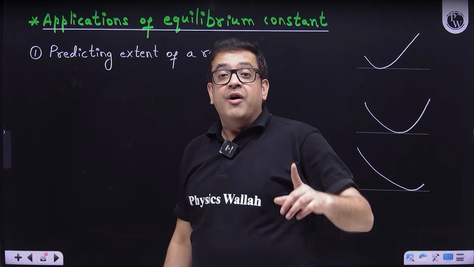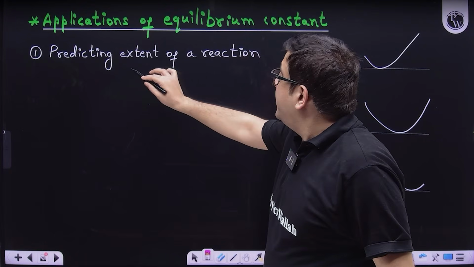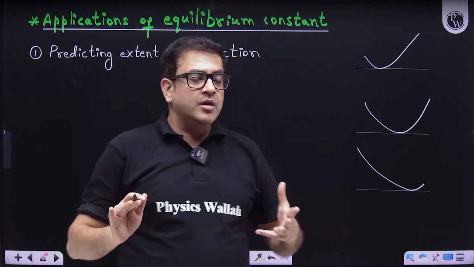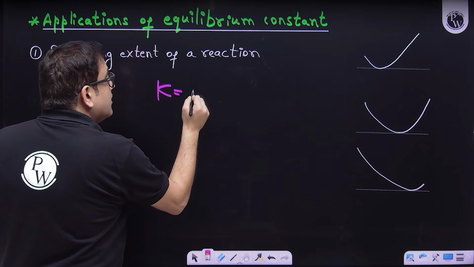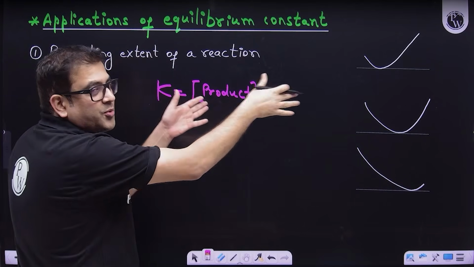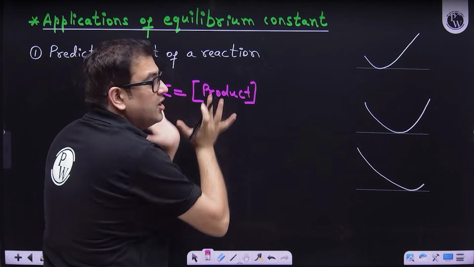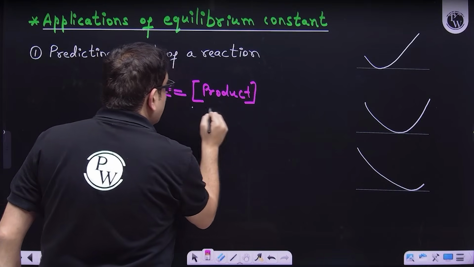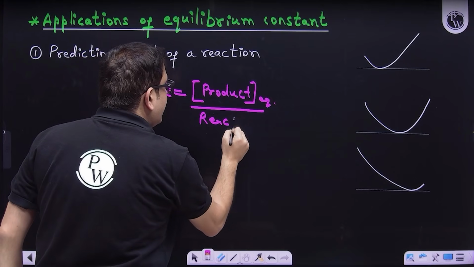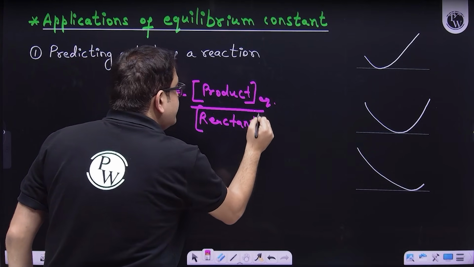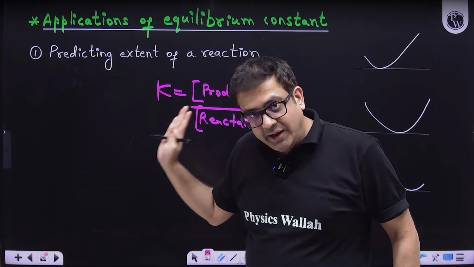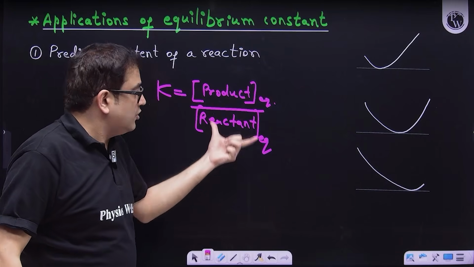Yes, this one. One application that we left is predicting the extent of a reaction. Now, if you just look at the value of K, what is K? Generally, the concentration of products raised to the power of their stoichiometry. Ultimately, in the numerator, what you have is the equilibrium concentration of product. In the denominator, you have the equilibrium concentration of reactants, because otherwise these concentrations have nothing to do with the value of K. K at equilibrium is equal to concentration of product upon reactant.